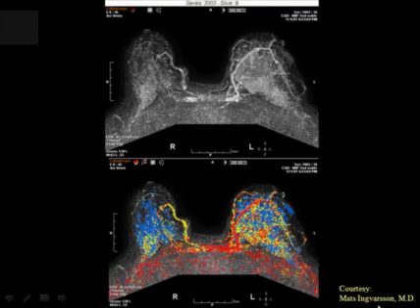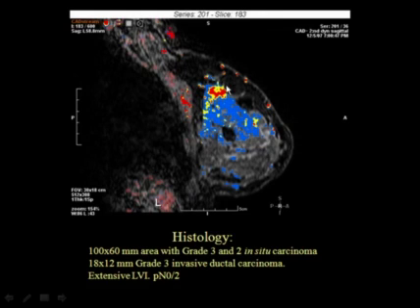This is an MRI, and this is courtesy of Dr. Ingverson. And you can see that the enhancement here is diffuse in this breast. There's background enhancement in both breasts because the patient is quite fibrocystic. Here is a sagittal image of this cancer, which is quite large, measuring 10 by 6 centimeters, grade 3 in situ carcinoma, and also 1.8 by 1.2 centimeters invasive ductal cancer.